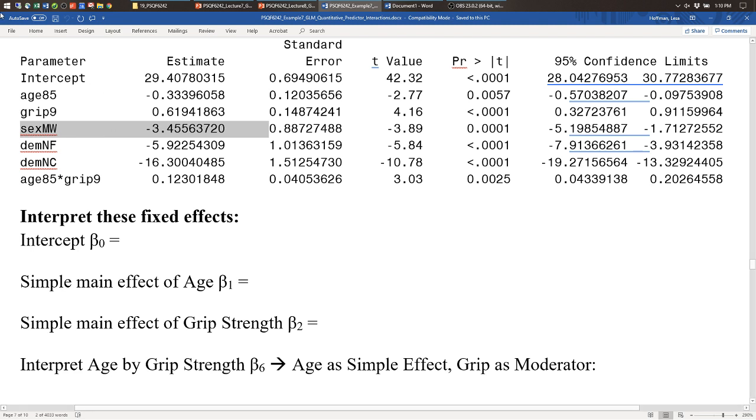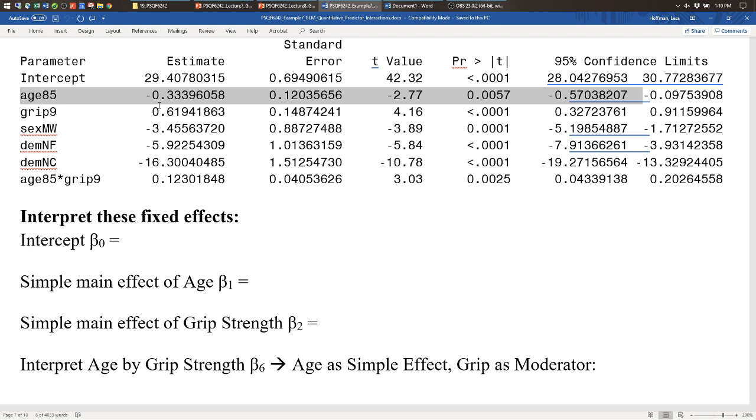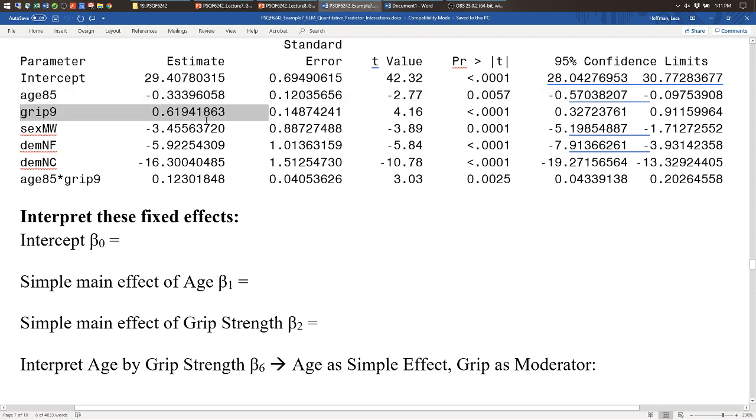In contrast, this slope for age says for every year older you are, cognition goes down by 0.3, when what is true? When grip is 9. And the fact that you have to clarify that means you're in conditional or simple. It's not just the age slope for everybody. It is the age slope for grip is 9. Likewise, for every pound more you can squeeze, your cognition is predicted to be higher by 0.6, when age is 85, which means this is also conditional or simple.